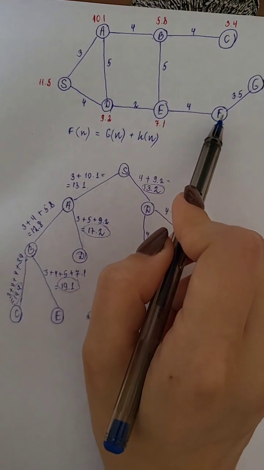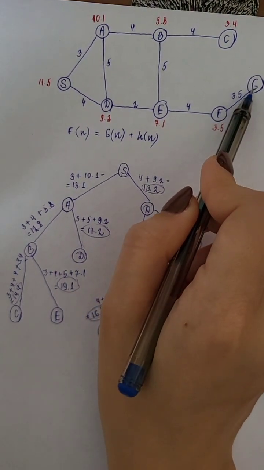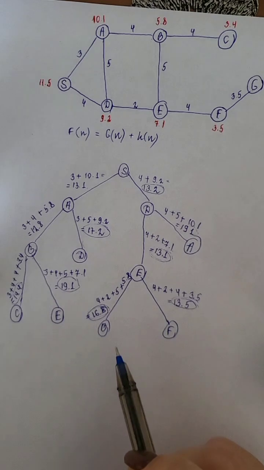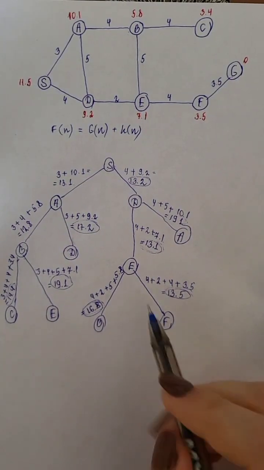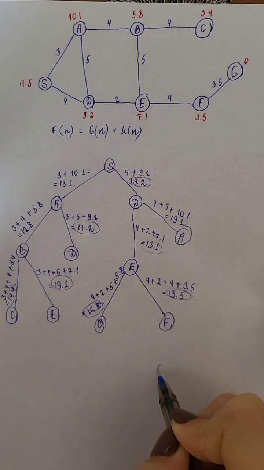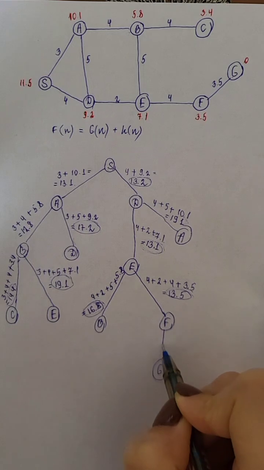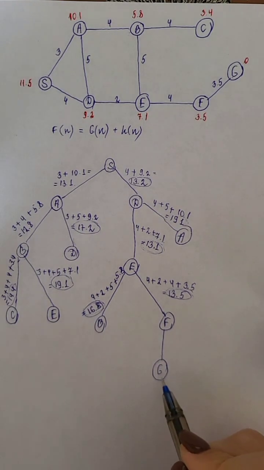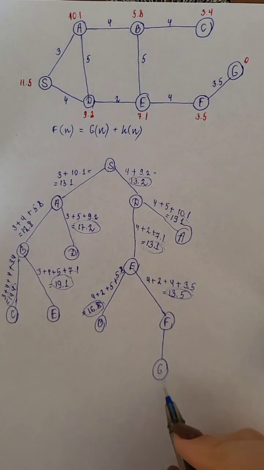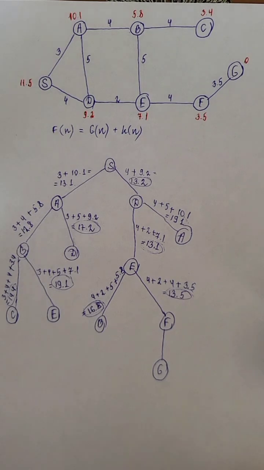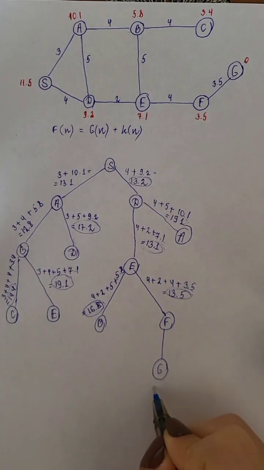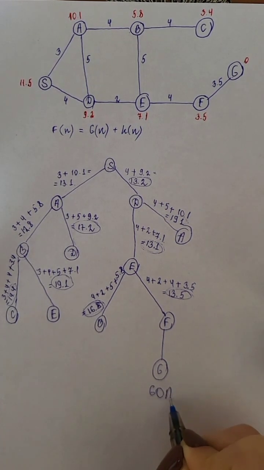And F has one neighbor. It's G. So I must write here G. And as you see, G is our goal node. So I will stop here because this is the goal.